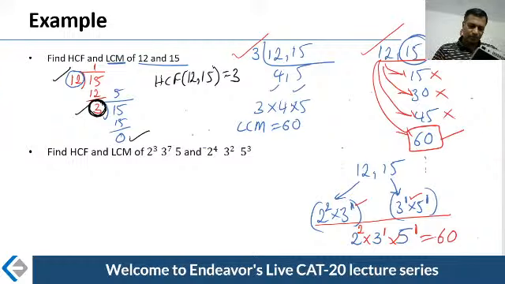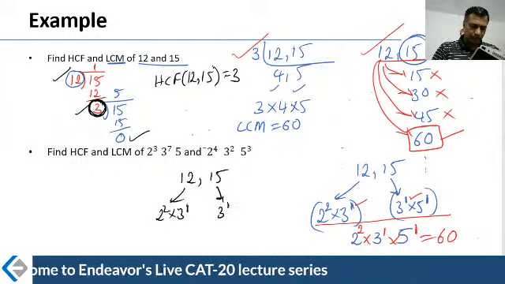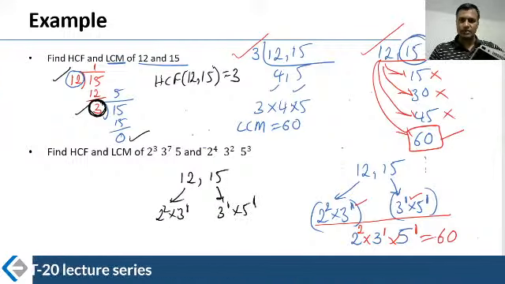That is one. The second one is resolving into primes again. 12 and 15, you resolve them into primes. What is 12? 12 is 2 power 2 into 3 power 1. What is 15? 3 power 1 into 5 power 1.